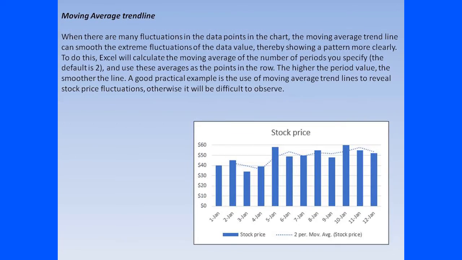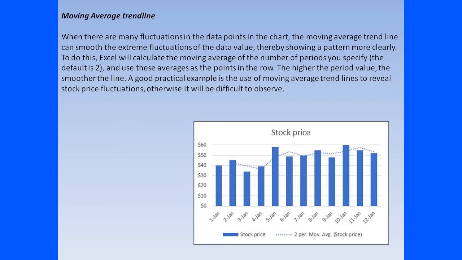So next I'll talk about the moving average trend line. When there are many fluctuations in the data points in your chart, as you can see looking at this chart, there are many fluctuations available in the data points. So in that case, the moving average trend line can smooth the extreme fluctuations of the data values, so it shows the pattern very clearly. To do this, Excel will calculate the moving average of the number of periods you specify. By default, it is 2. Okay, and it uses these averages as the points in the line. The higher the period value, the smoother the line is.